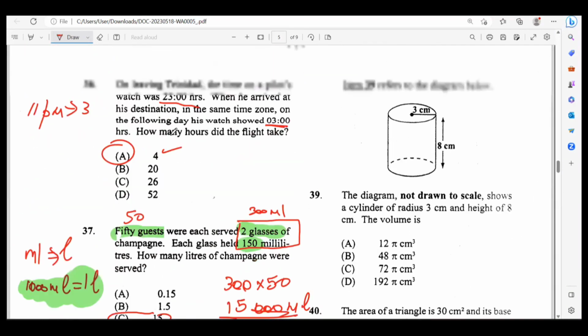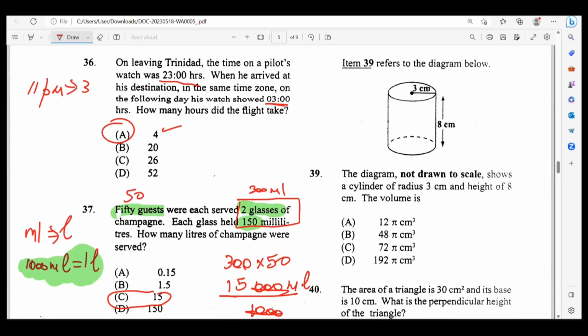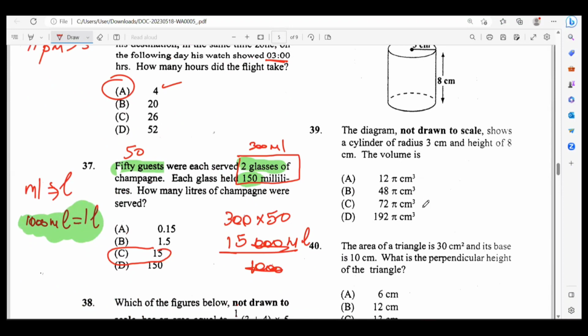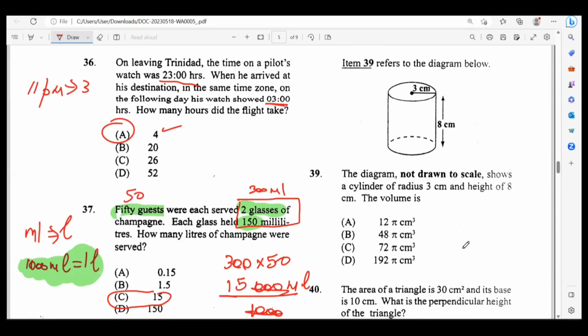All right, let's go to this top 39. Diagram 39 refers to that cylinder there. What do they want? The diagram is not drawn to scale, please take note. And then they're saying to us, all right, so we're looking at the height, which is 8, and the radius. We want the volume. So you want to remind yourself of, how do I find the volume of a cylinder?